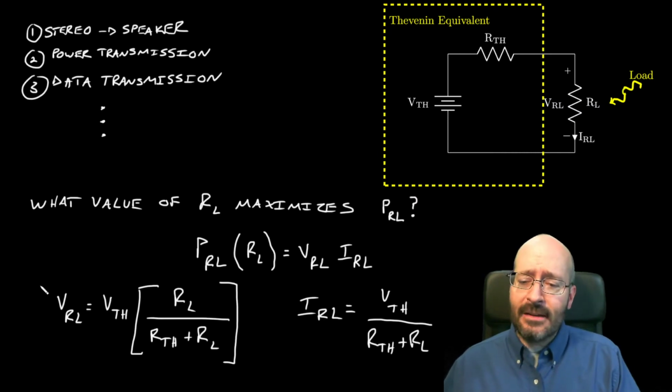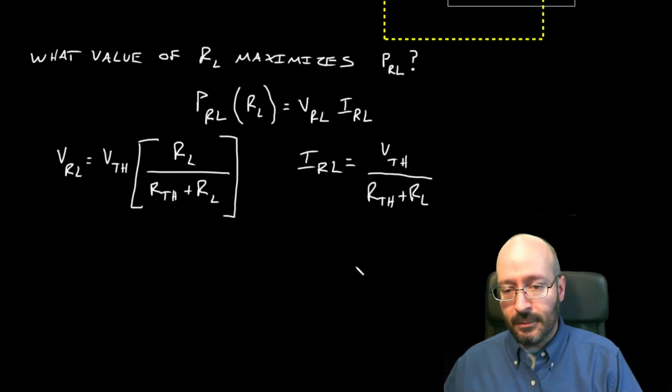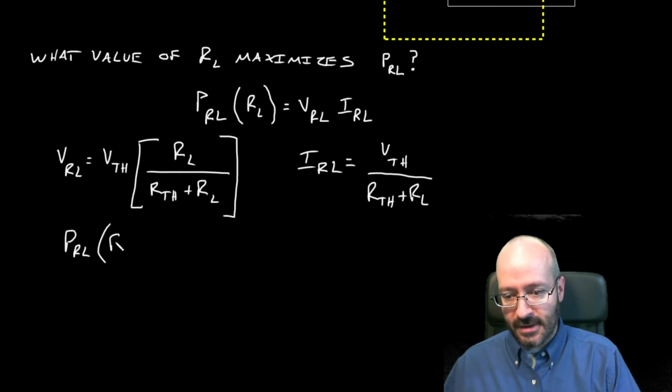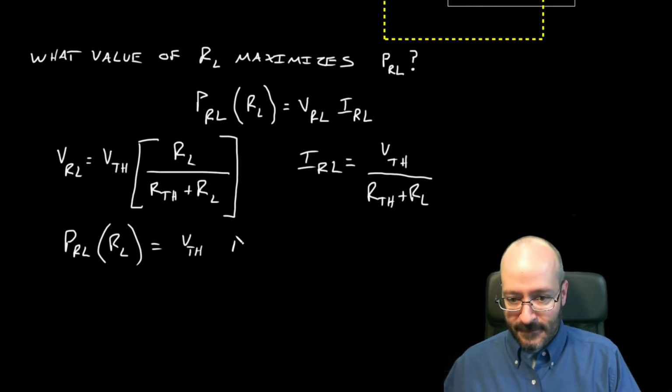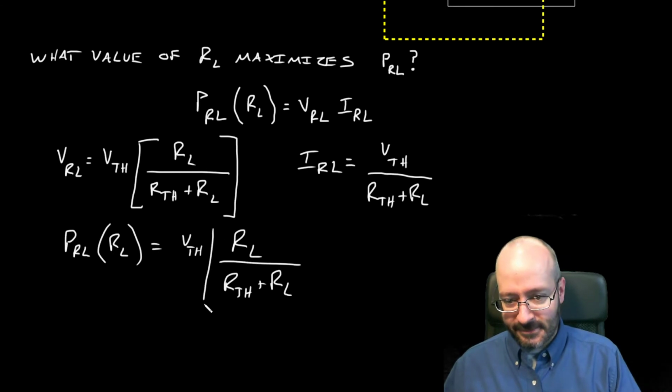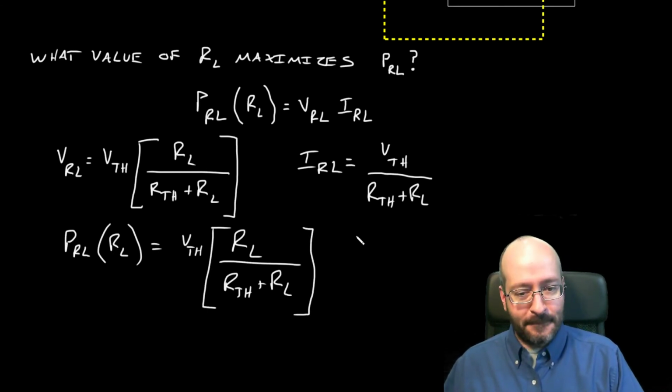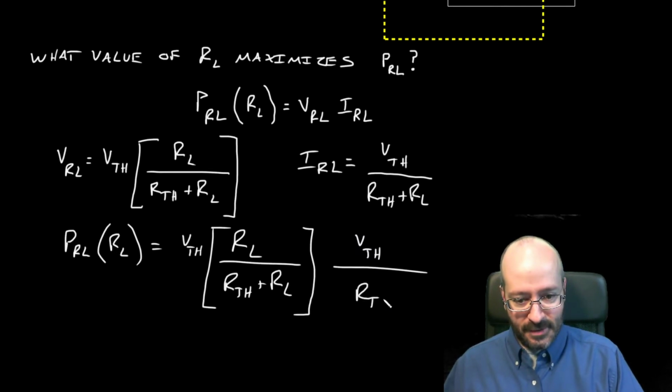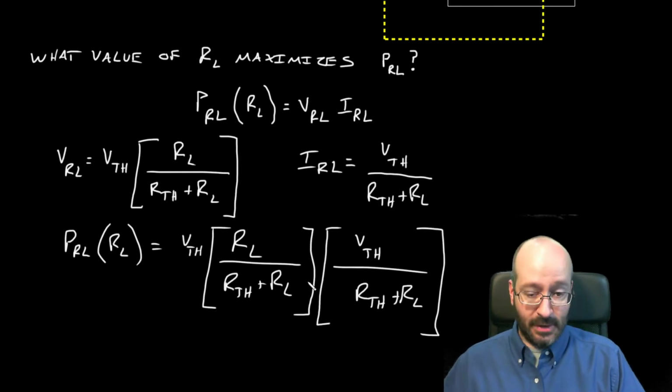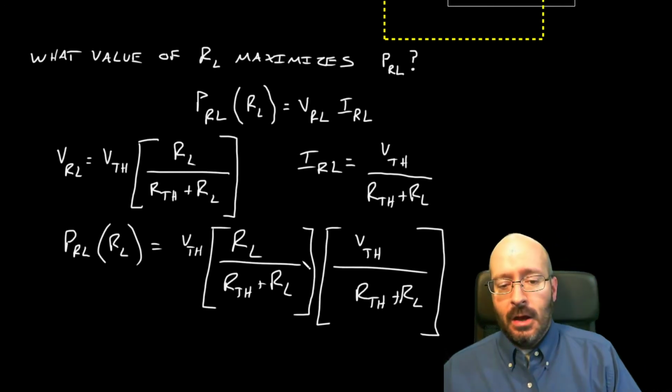Okay, so if I have these two formulas for the voltage across the load and the current through the load, then we do some substitution. So I'm going to take this formula here, which is just the power across the load as a function of the load resistance, and we can stick these together. Now, how quickly do I want to stick these together? We'll go slow. Don't skip steps. I'm tempted to, but for you, I'll go slow. Okay. V Thevenin over R Thevenin plus RL. And that's just the voltage times the current.